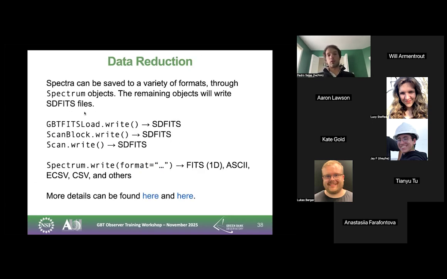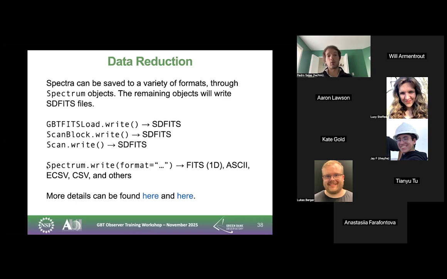And then writing your data, right? So you might want to save only a subset of your observations. From your GBT load object, you can say write, and you can specify on the call to write, just keep these particular scans or spectral windows or times. You can do that. You can also save your calibrated data, time resolved, so the scan block or the scans.